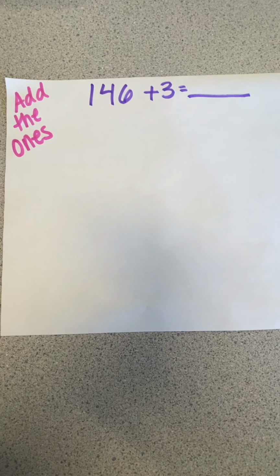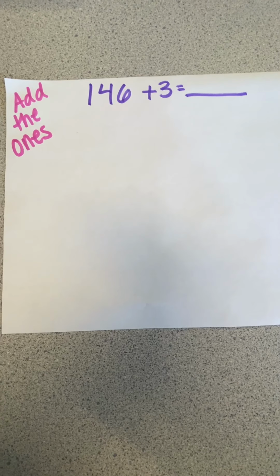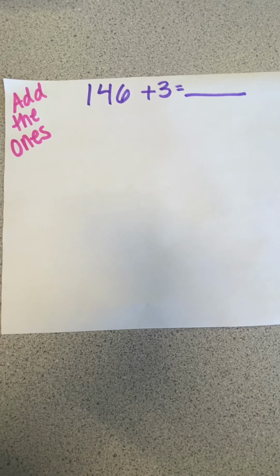Today we are adding 146 plus 3 using a mental math strategy called add the ones. When I look at 146, I see I have 100, 4 tens, and 6 ones. Since I'm adding ones, 3 of them, to my 6 ones, I'm going to decompose or break apart my number into my ones and then into my tens and hundreds.